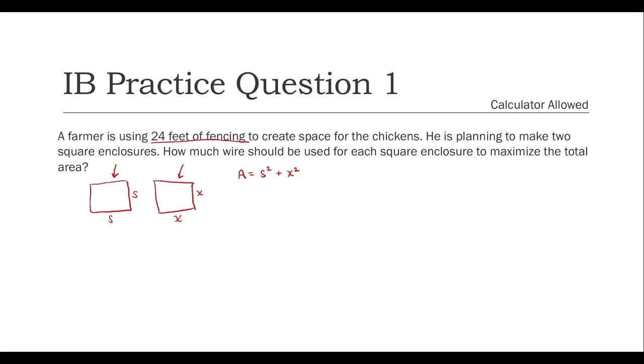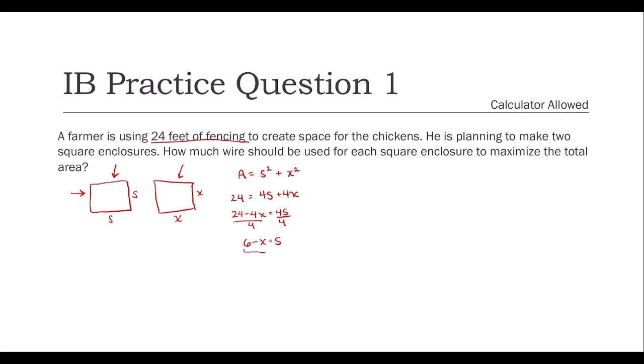So for this first one, the total perimeter is 4S. And for the second one, it would be 4X. So 24 has to equal 4S plus 4X. So we can solve for one of the variables. We'll solve for S by subtracting 4X from both sides. So we have 24 minus 4X equals 4S. And then we can divide both sides by 4. So we get that 6 minus X is equal to S.